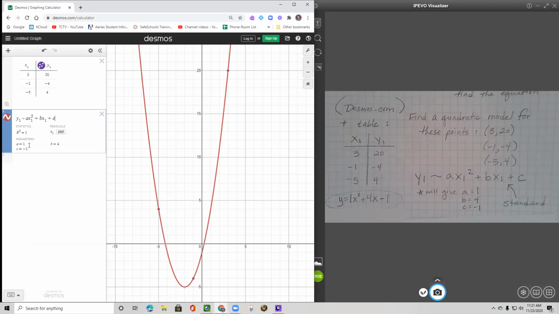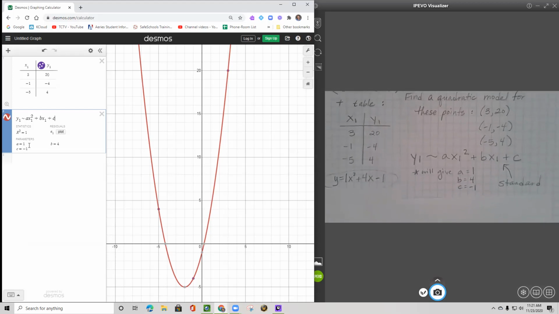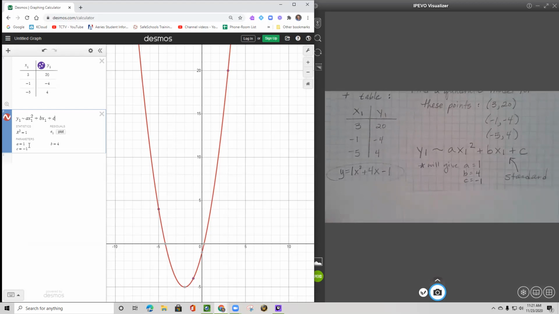Some of the problems that you do on your practice ask instead for the vertex. So in Desmos, I lost my mouse. Here it is. I can click on the vertex. That's here where it changes direction from decreasing to increasing, the middle. My vertex is -2, -5.